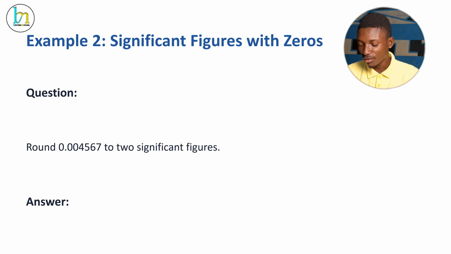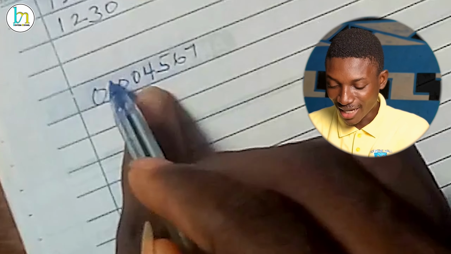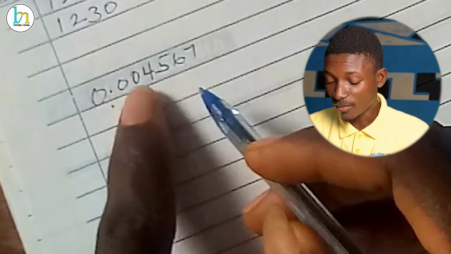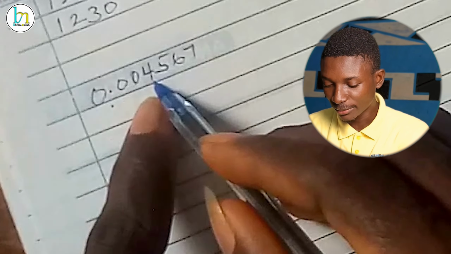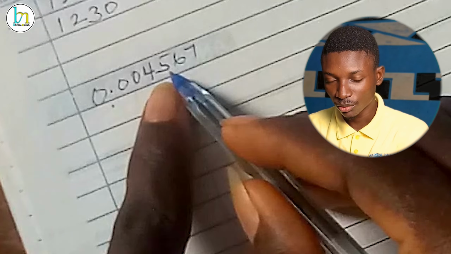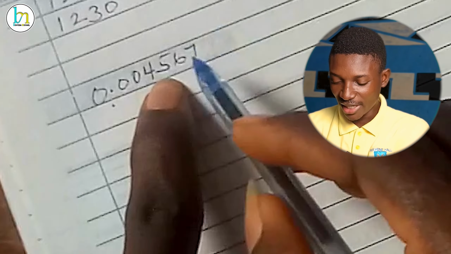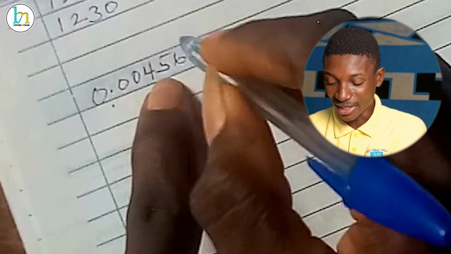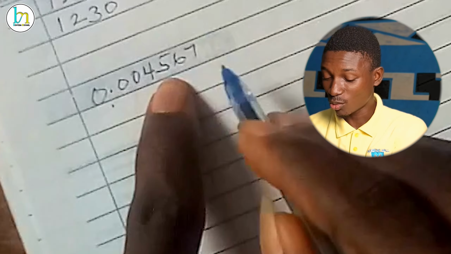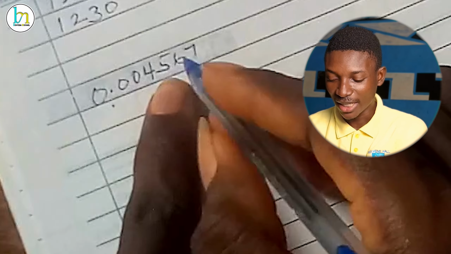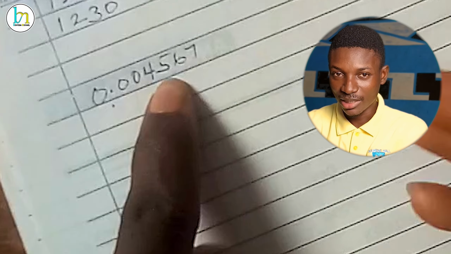So let's count 2. So we are starting from this. We have 1, 2. Is that okay? The next number after the 2 is 6. The 6 falls between 5, 6 and above, so we round up. The digits after that are treated as 0.